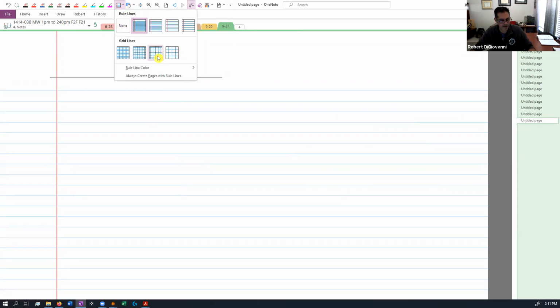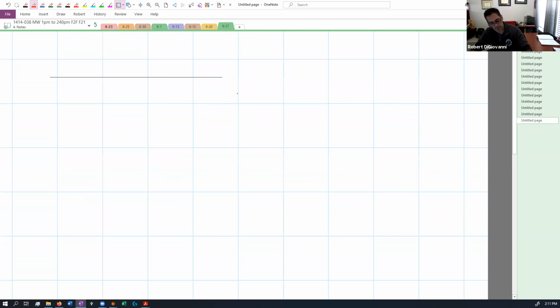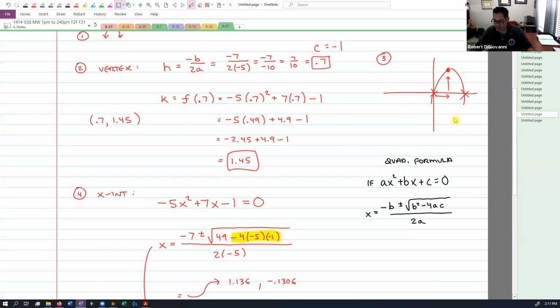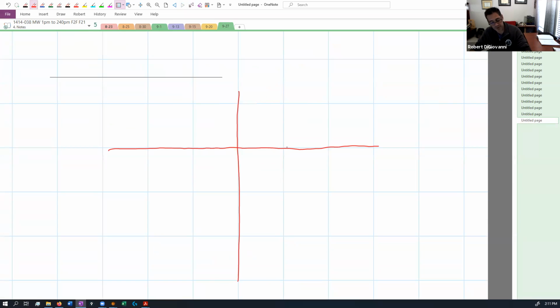So when I go to do this graph, I think I'm going to make sure that I have nice space here. What was the vertex? I forgot, it's been a long time. 0.7 and 1.45. So again, we're going to just eyeball this. Let's say this is 1. We'll say this is 2 up here. So 0.7 is about right there. I go up 1.45, it's about there. No, that's, yeah, that's right. This is 1. So 1.45 is about right there. So this is 0.7, 1.45.